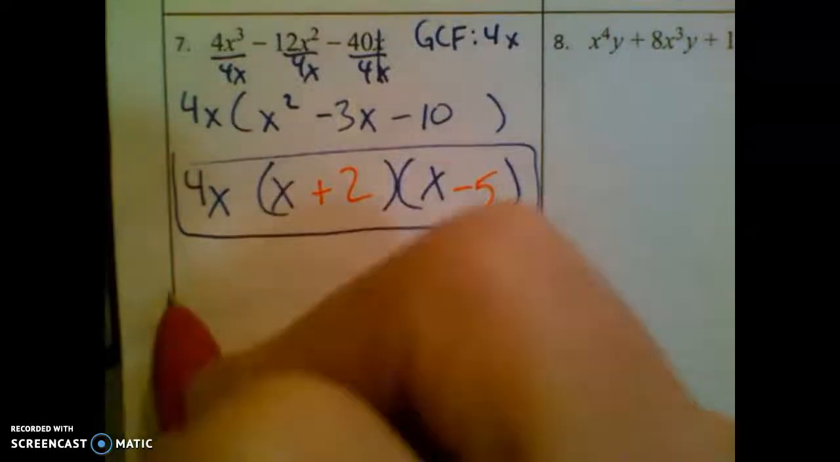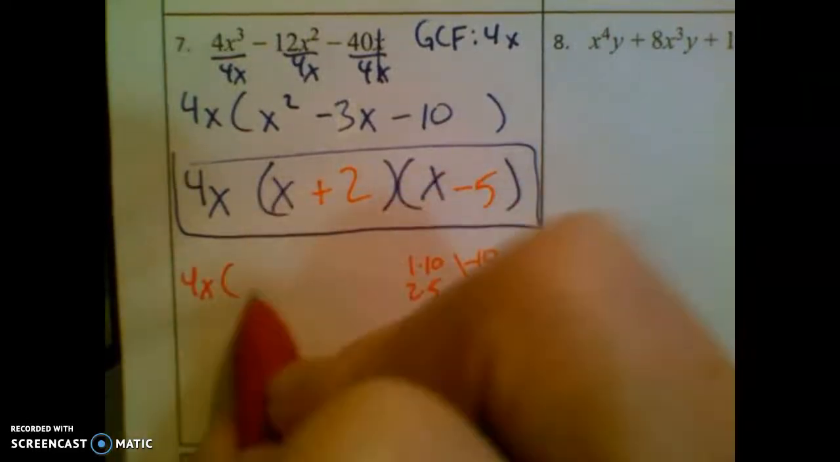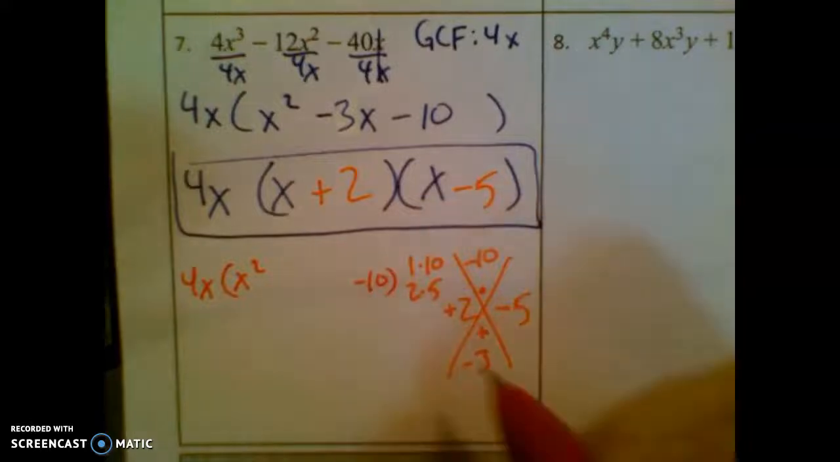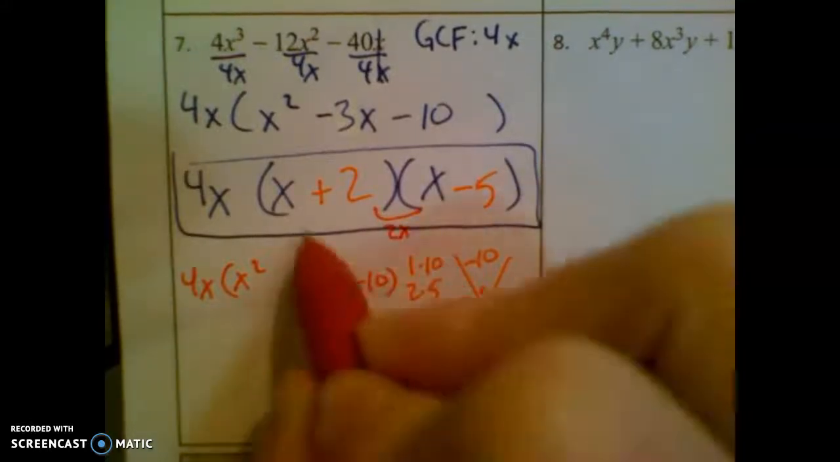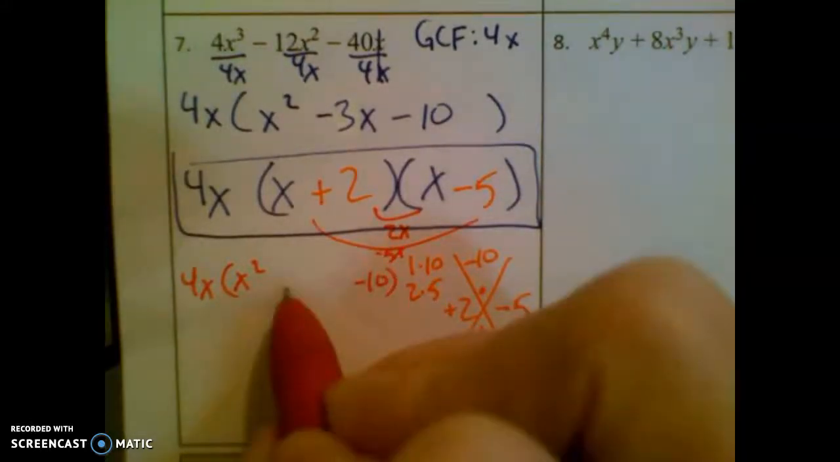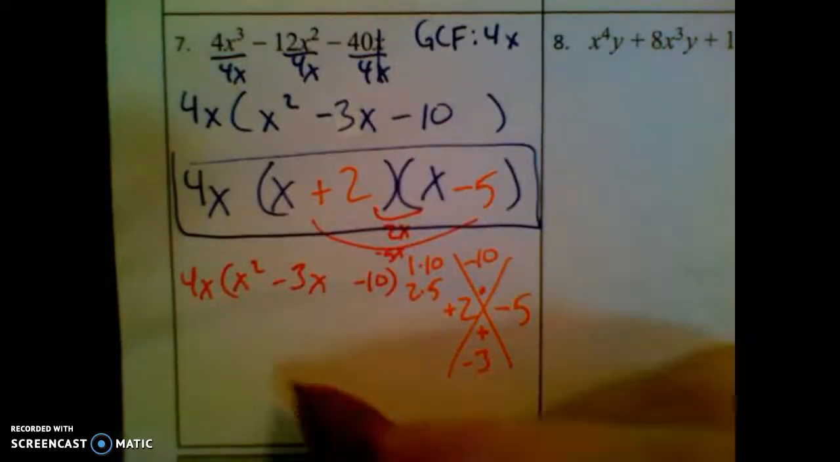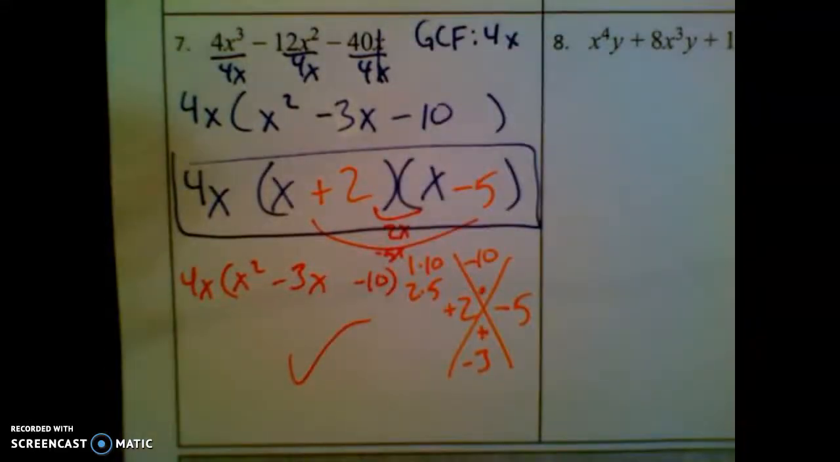Just double check real quick. I'm going to say 4x. X times x is x squared. Positive 2 times negative 5 is a negative 10. Inner product, 2x. Outer product, negative 5. That, in fact, gives me negative 3x. And I'm going to stop there just to save time, but that is correct.